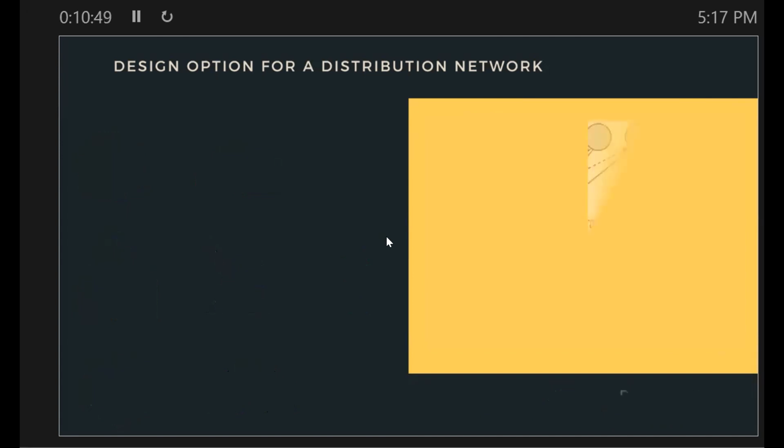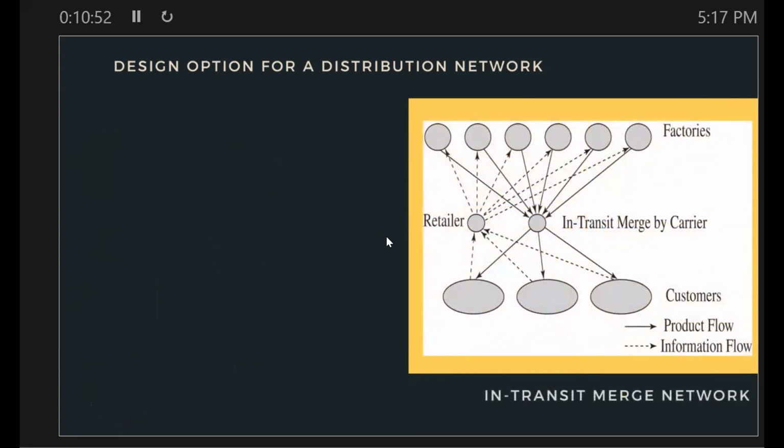The next type of distribution network is the in-transit merge network. So unlike the first one, drop shipping, in this network, the products from the manufacturer will be sent to a common point, where the in-transit will combine the orders and then they will be received by the customer. An example of this is when a customer wants to build a computer. The CPU can be availed from, for example, Dell. Then the monitor will be from a different company, say Sony. So a carrier will pick the products from the different manufacturers and it will be merged into a hub, then making it a single delivery to the customers.